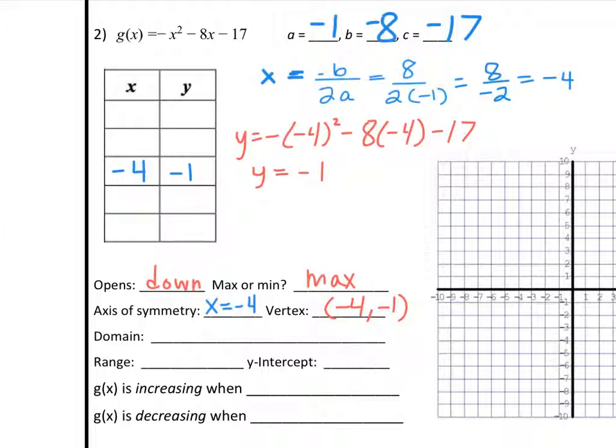We know our vertex is at negative 4, negative 1, so you got to go there. Negative 4, negative 1 is right here. That's your vertex. You want the other 4 points surrounding that. They should be mirror images. Negative 5, negative 2, because it's a symmetrical graph. If you need help getting to that point, let me know.